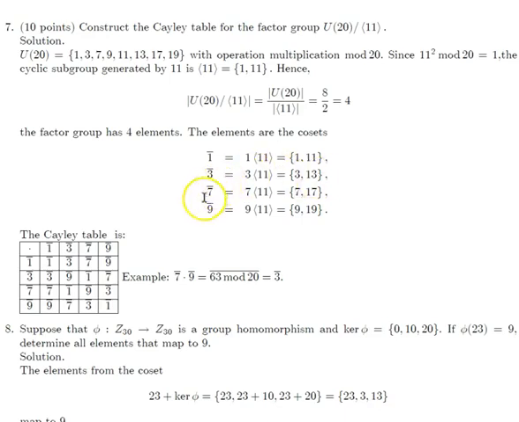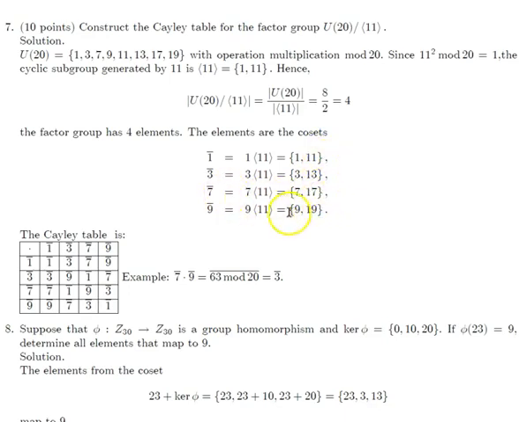The smallest such number is 7, so the next coset will be 7 times the subgroup {1, 11}. Again, multiply each of the numbers in the subgroup by 7. You have 7 and 77. Then reduce 77 mod 20. It is 17. So in the next coset we have 7 and 17. This way we have 3 different cosets. You see that they are disjoint.